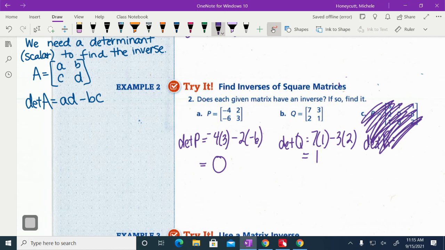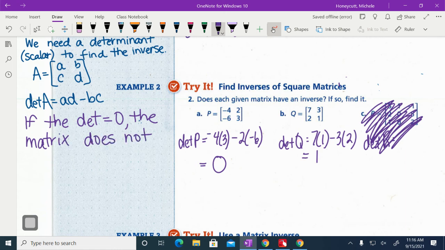Now, if the determinant equals 0, the matrix does not have an inverse. So in example 2, which of those would not have an inverse? A, no inverse here.